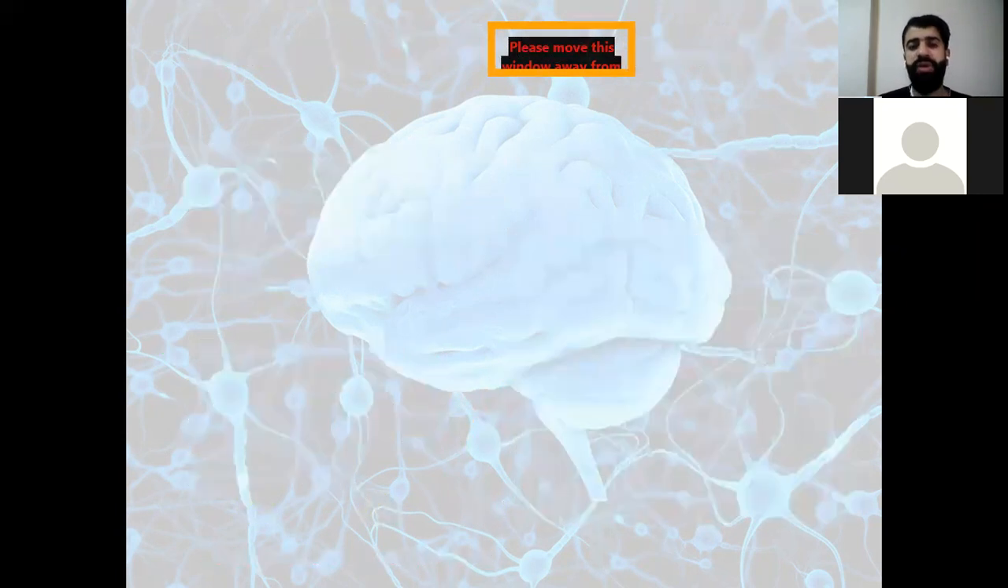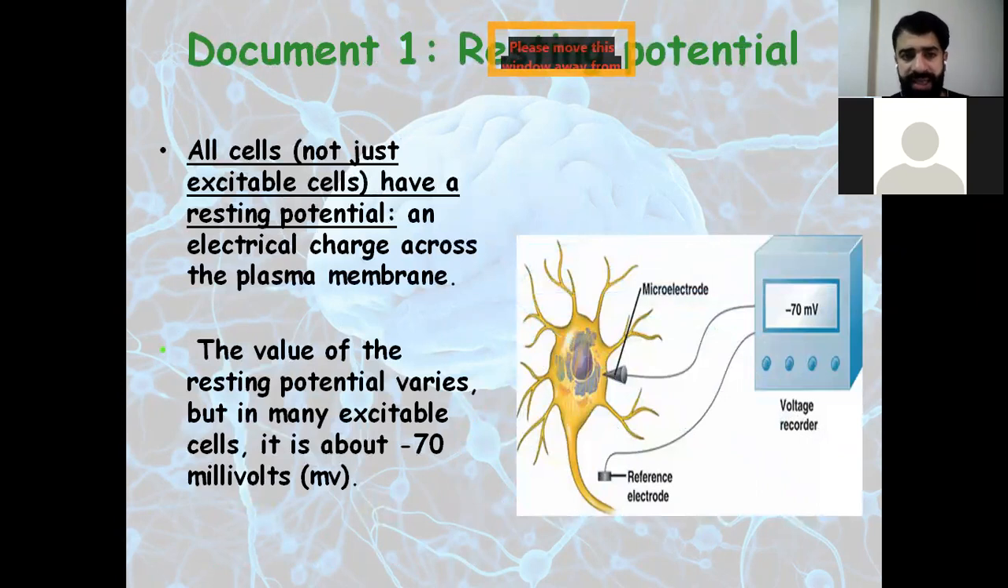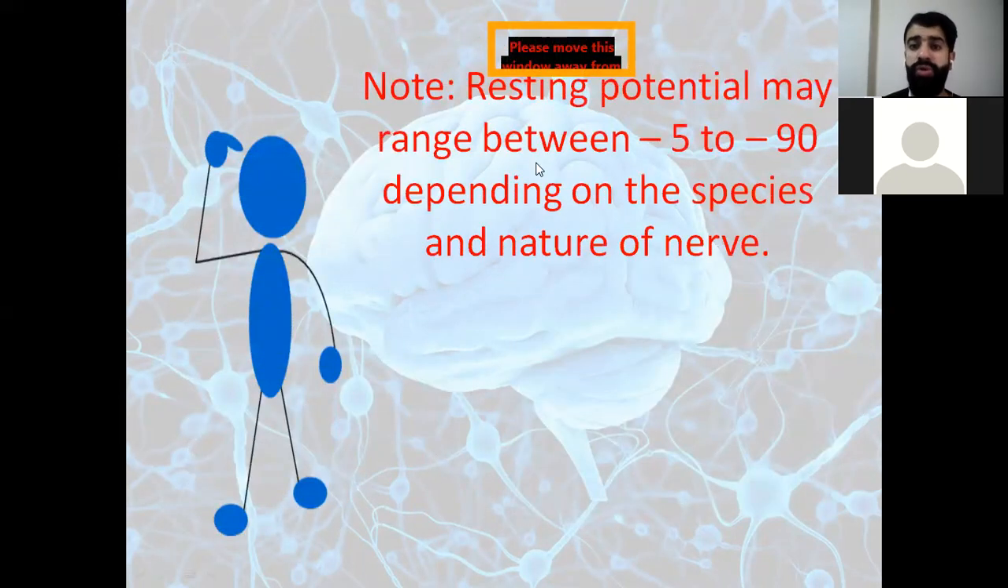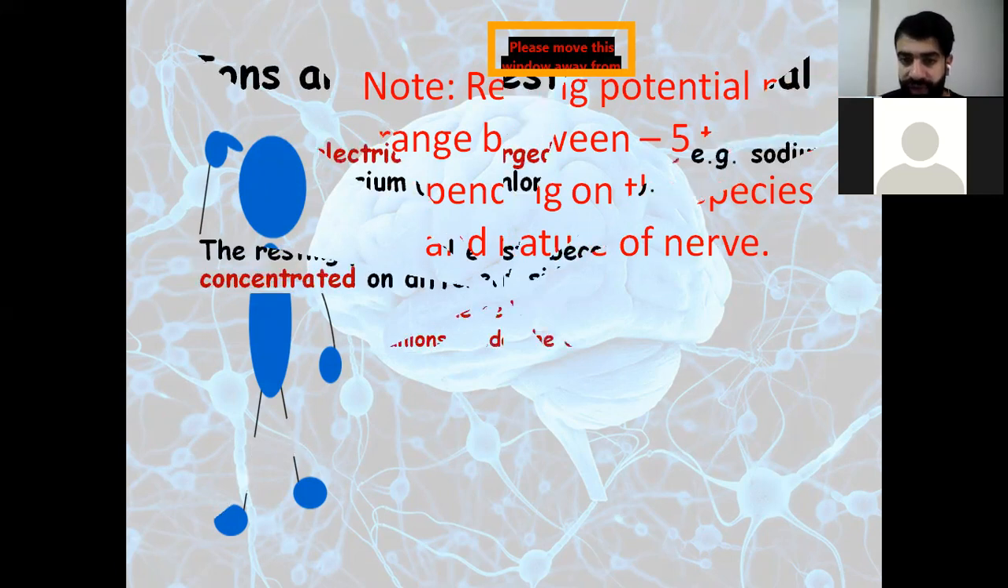All cells, even those that are not excitable cells, have a resting potential, which is the electric difference between the intracellular and the extracellular. It is not constant, but in some species it's minus 70 millivolt, like our case. So it's not always minus 70. Note that the resting potential may range between minus 5 and minus 90, depending on the species and the nature of the nerve.